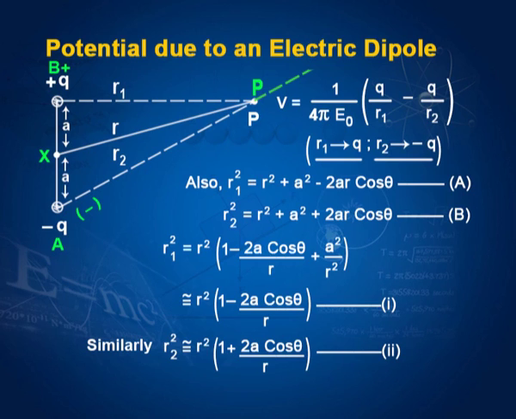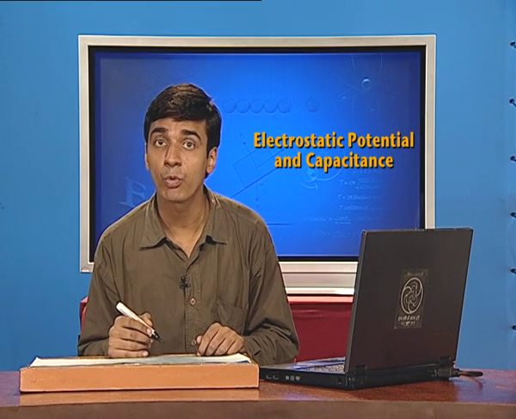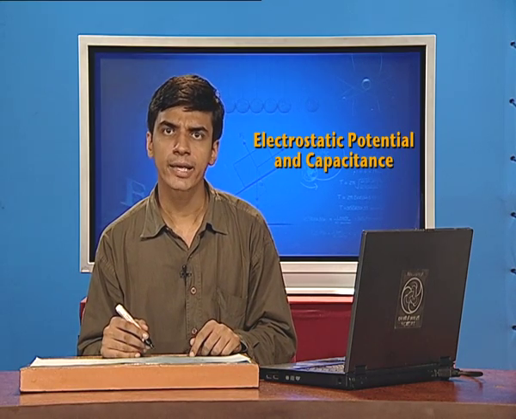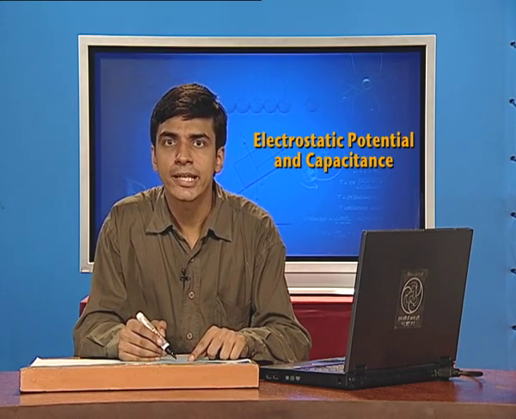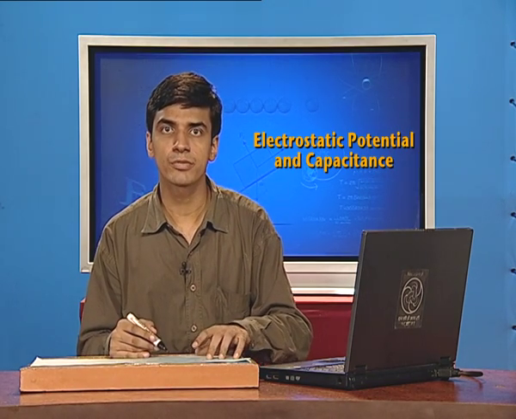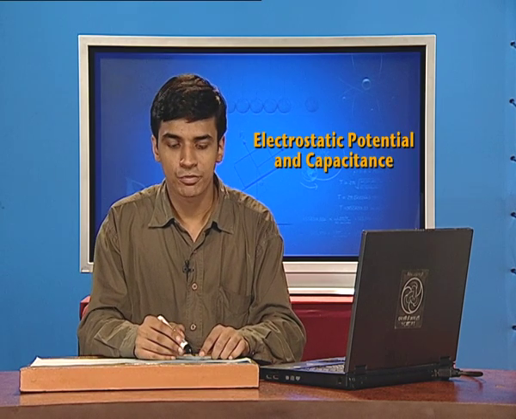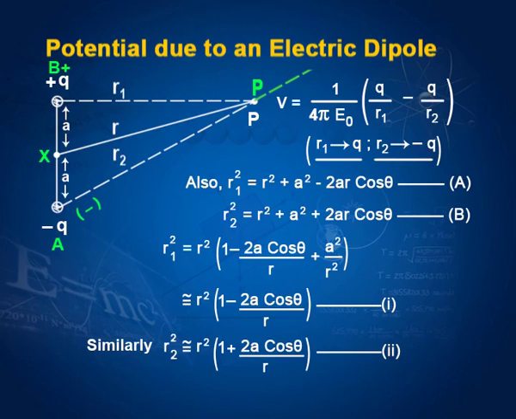If I look at them, I will have something quite familiar which I can do easily. I can see that r1 square is nothing but r square plus a square minus 2ar cos theta, because there is always a certain angle of inclination and I must take that into consideration. Similarly, for the negative charge, r2 square is r square plus a square plus 2ar cos theta.